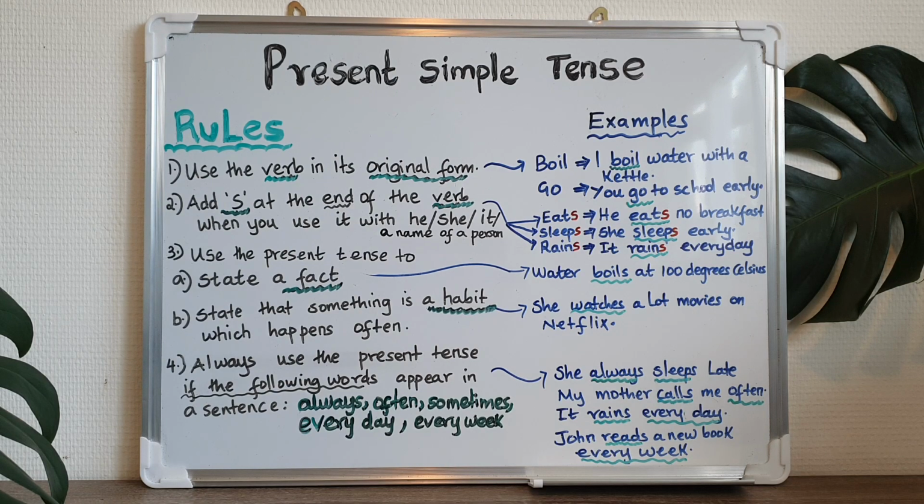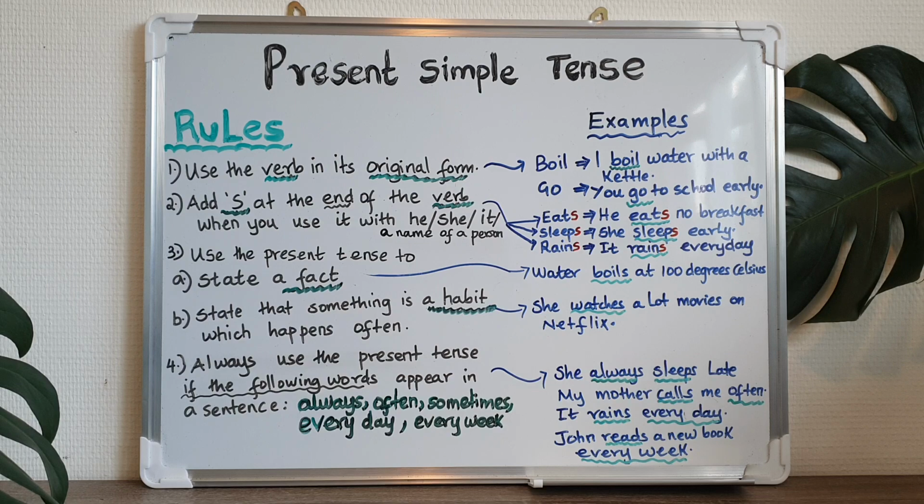She always sleeps late. In that sentence, we have the word always. We also have the word she. Remember rule number 2. Because we are combining she with the verb sleep, we must add an S. She always sleeps late.